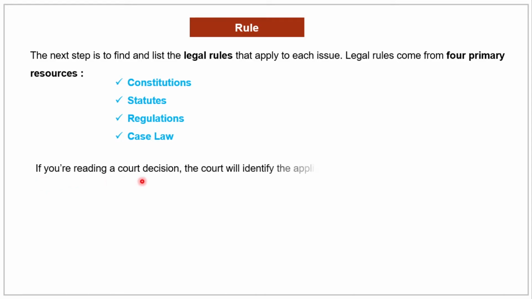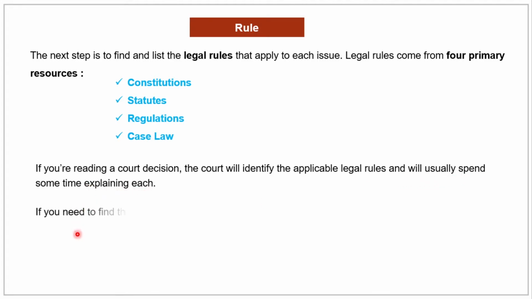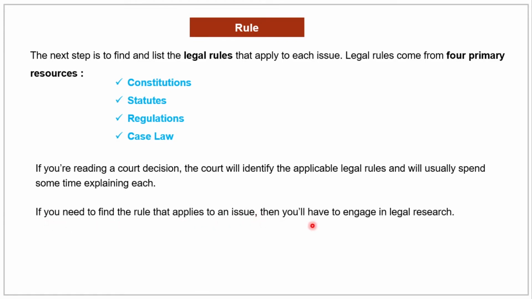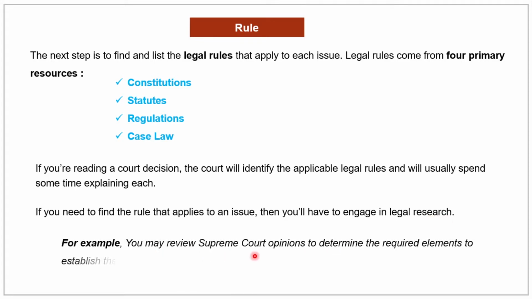If you are reading a court decision, the court will identify the applicable legal rules and will usually spend some time explaining each. If you need to find the rule that applies to an issue, then you will have to engage in legal research. For example, you may review Supreme Court opinions to determine the required elements to establish the tort of negligence.